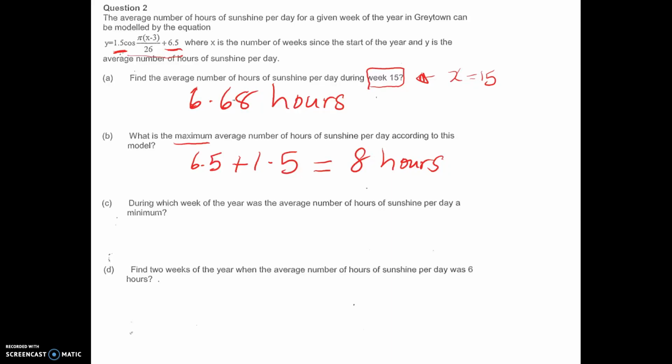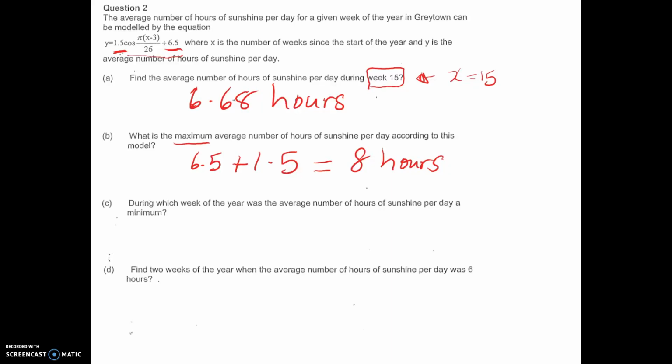It asks you, during which week of the year was the average number of hours of sunshine per day a minimum? You could either just work from drawing a graph or you could solve an equation. So let's first look at it by drawing the graph.